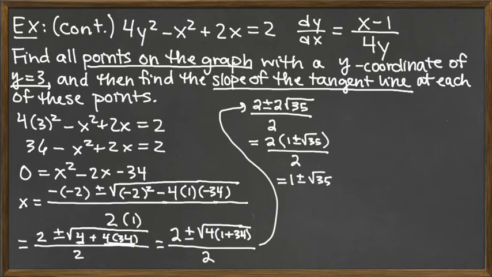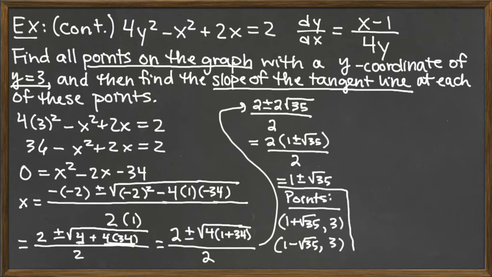So we've got to put these together as points again. This time we were given the y value for each one, and we solved for x. So when we solve for x, we have the 1 plus root 35, and we have the 1 minus root 35 as our two x values. They're each paired with the y value of 3 to give us our points.